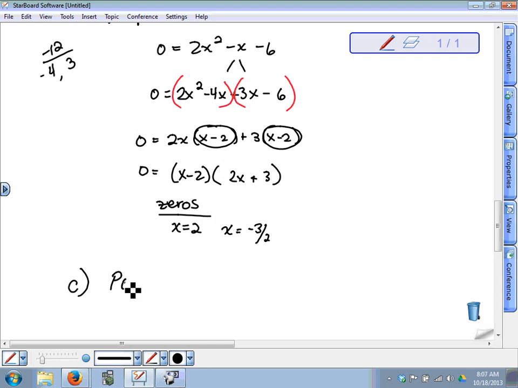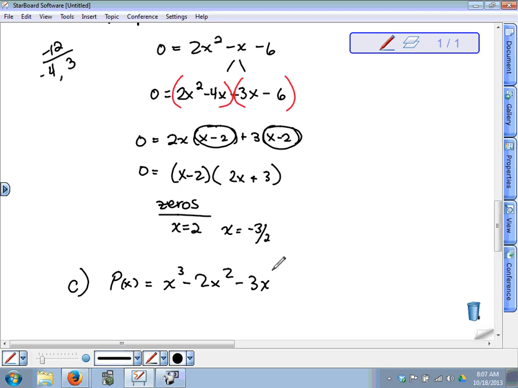Okay, P of x equals x to the third minus 2x squared minus 3x. What degree do we have here? Third degree. What does that mean? There's going to be 3 zeros. What does that mean? That there's going to be 3x-intercepts. There's going to be 3 x-intercepts.